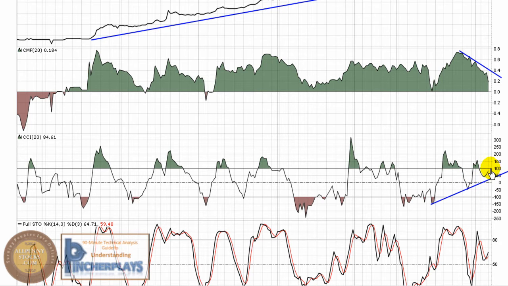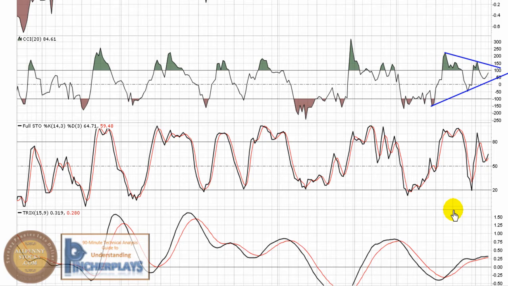And I want to see that break back through 100. The true use of the CCI is the buy point comes on a breakthrough 100. So you're seeing a little bit of a downtrend to it. What we're going to want to see here is this break back through 100 and break back through that trend line right there.